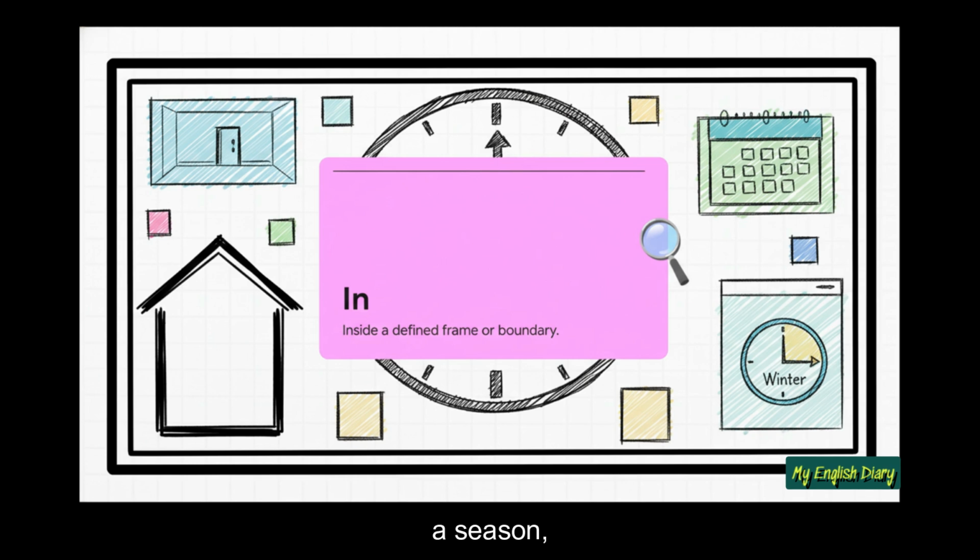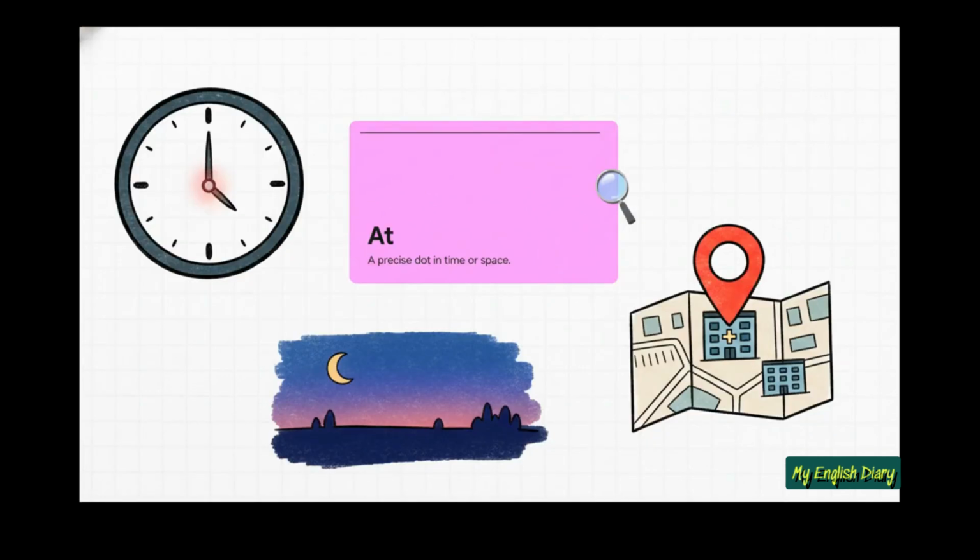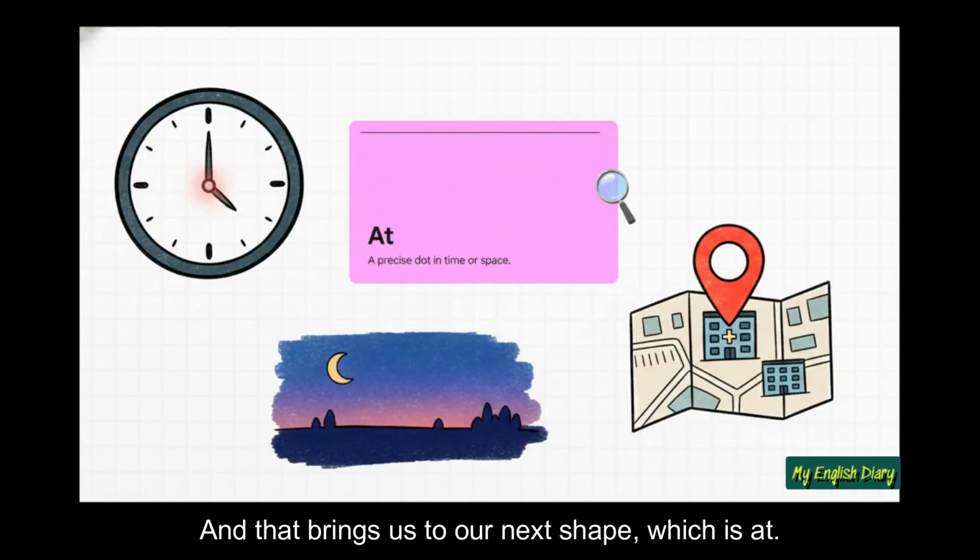A month, a season, a year. They all have defined start and end points that basically create a box. And that is why we say in a week, in January, in spring, or in 2025. It's not some random grammar rule you have to memorize. It's perfectly geometric. And that brings us to our next shape, which is at.